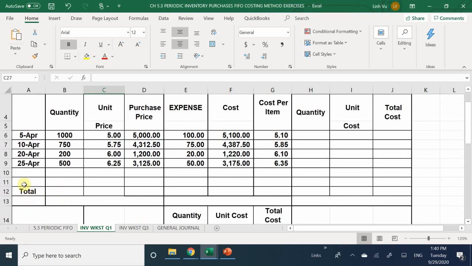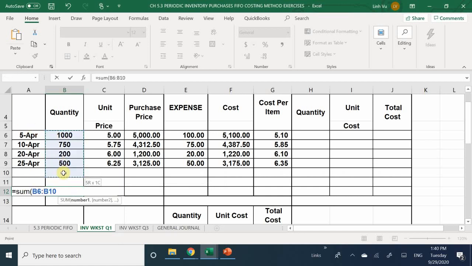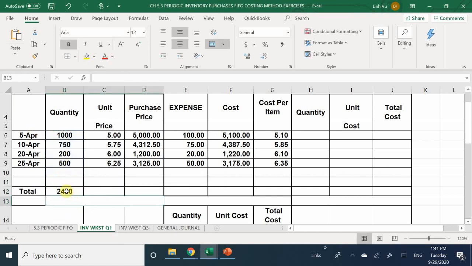Okay, so we need to total up our columns, okay? You've used Excel before, correct? So this is just a refresher. So what I'm going to do here is I'm going to enter in equal sum. Okay, so my total amount is going to be 2,450. Okay, so what is my total purchase price then? I'm going to have to total up the column here. Total purchase price is $13,637.50. Good.